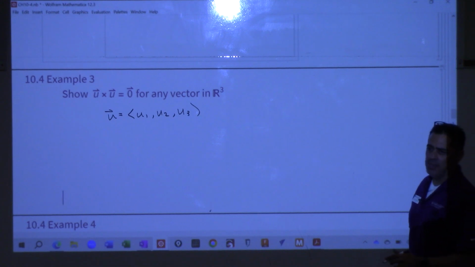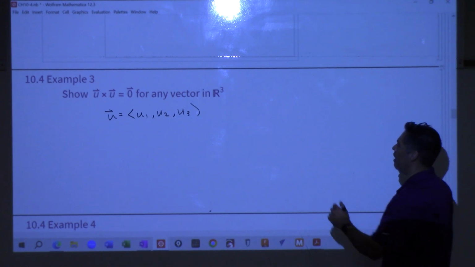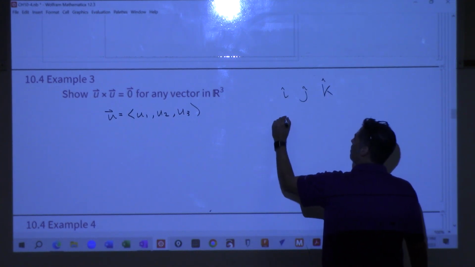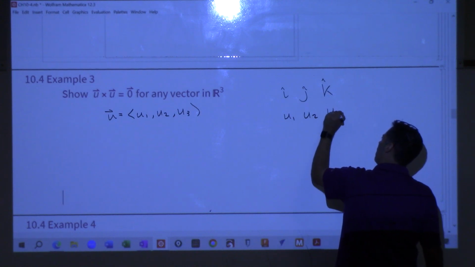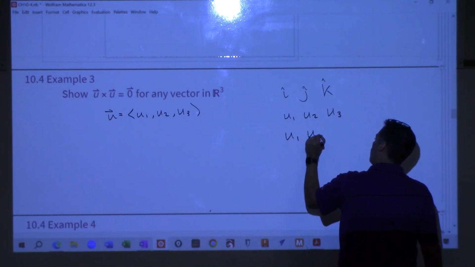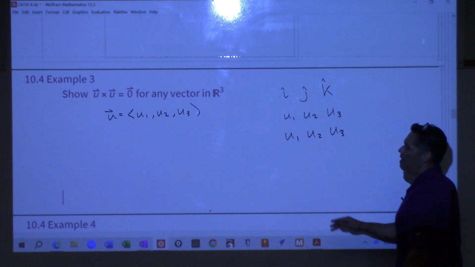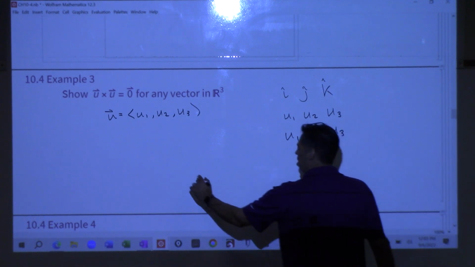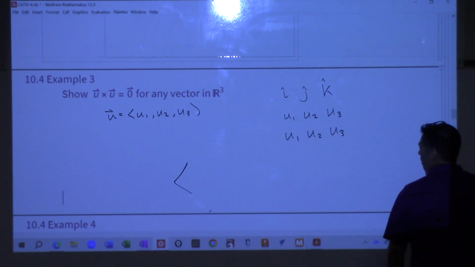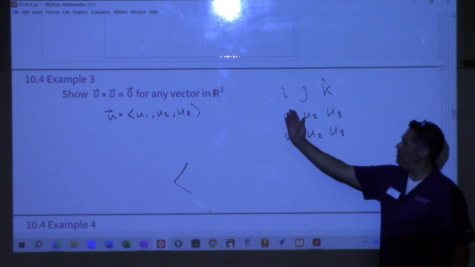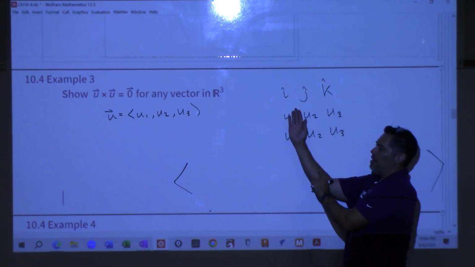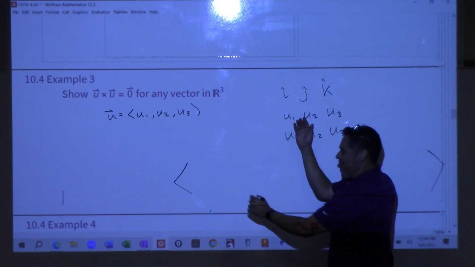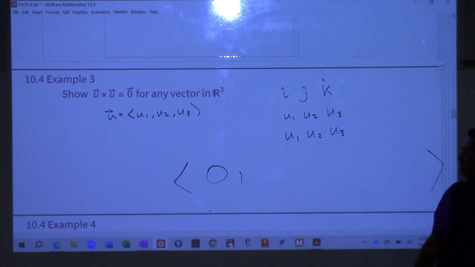I want to go ahead and cross that with itself and see if I get the zero vector out. So I'm going to do my cross product. ijk just kind of keeps track of things. I put the vector u1, u2, u3, and then I do it again because I'm crossing it with itself, u1, u2, u3. And now I'm going to do that whole thing where I cover up and then do my little determinants. To get the first component, I cover this up and do this. What do I get here? u2 times u3 minus u2 times u3. 0.